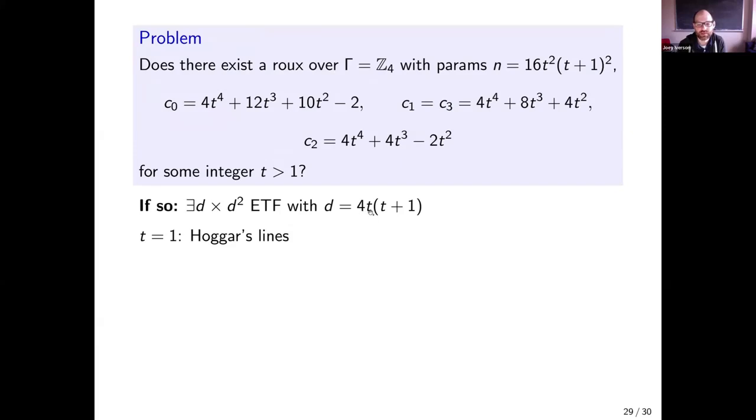When t is 1, the dimension is 4 times 2, which is 8. So there I have 64 vectors. In the next case, t would be equal to 2. I would have 8 times 3, which is 24, which sounds good. But then I'd have 24 squared. I'd have a 24 squared by 24 squared matrix, which is too big to really do much with.